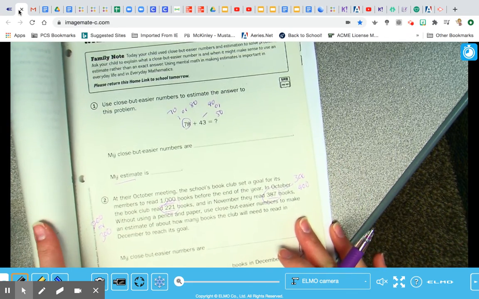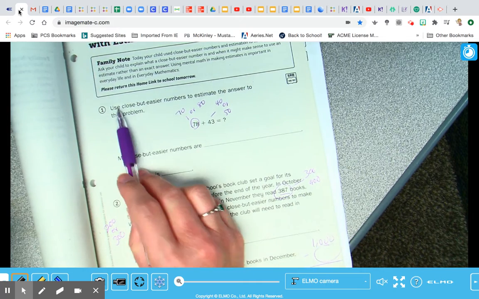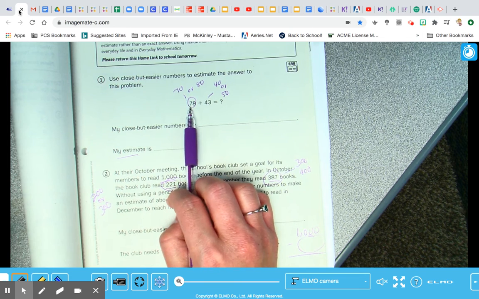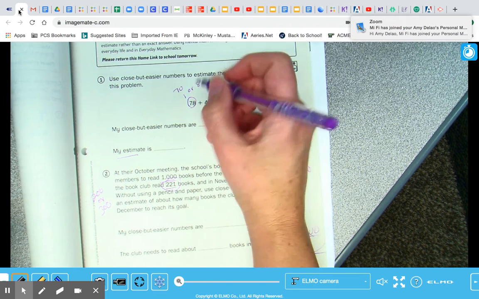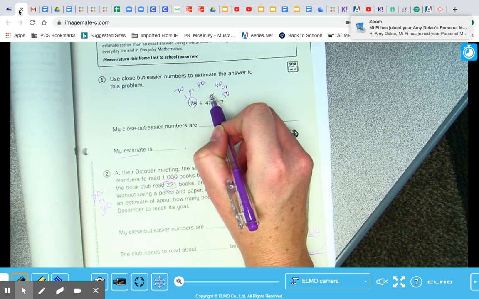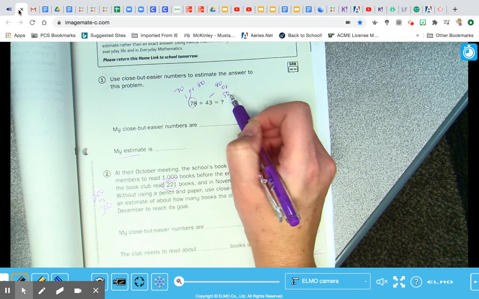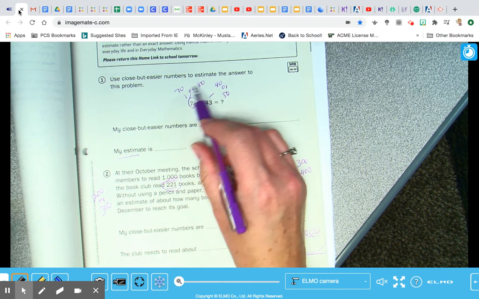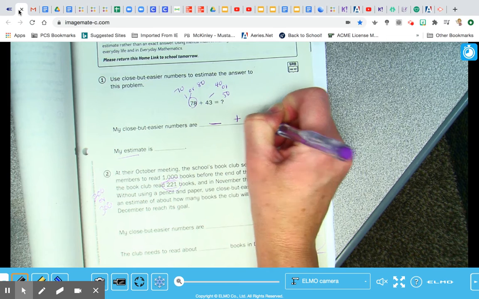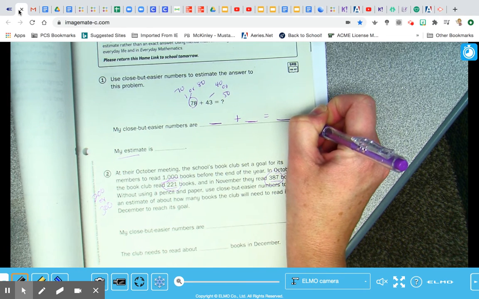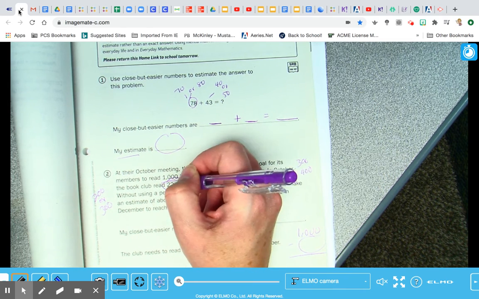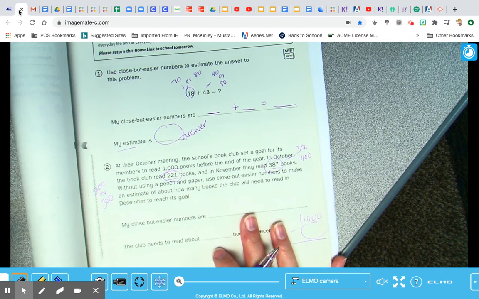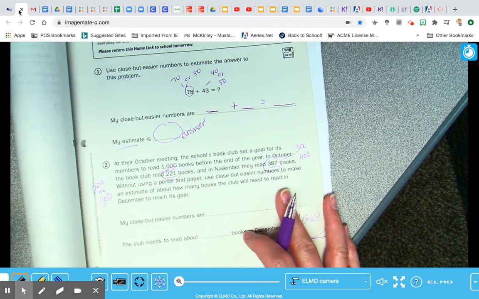Today in your home link right here, you only have two problems and you're doing the exact same strategy that we did today. Use closer but easier numbers to estimate the answer to this problem. We have 78 plus 43. Is 78 closest to 70 or 80? And is 43 closest to 40 or 50? You have to think about that, and then you're going to write that right here, and then find your answer. What is your estimated answer? This is your answer. And if you wanted to find out what the exact is and see if it was reasonable, you can do that too.